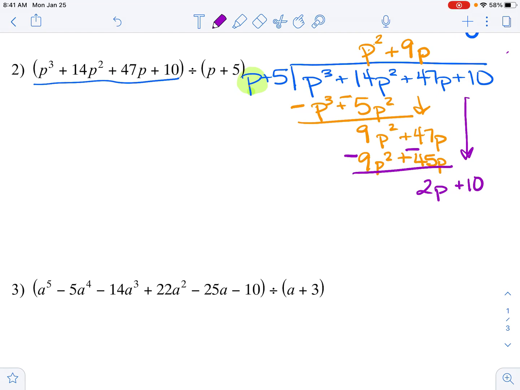Okay, so what am I multiplying times p to get 2p? Well, I'm multiplying it times a positive 2. 2 times 5 is 10, and 2 times p is 2p. Opposite, opposite, and add. And again, this one has no remainder. The answer is simply p squared plus 9p plus 2.